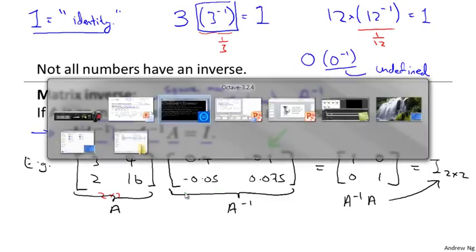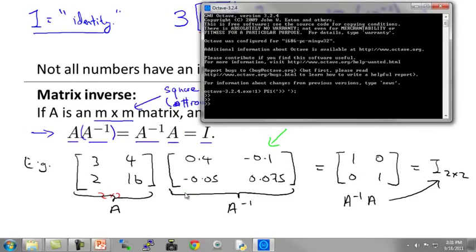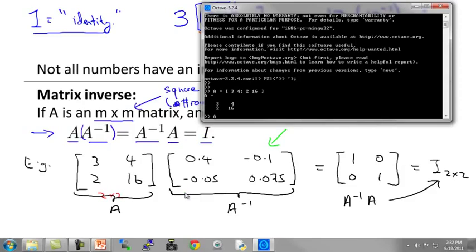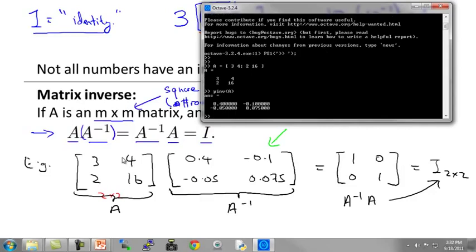What I did was I used software called Octave. So let me bring that up. We'll see a lot more about Octave later, but let me just quickly show you an example. I'm going to set my matrix A to be equal to that matrix on the left, so I'm going to type 3, 4, 2, 16. So that's my matrix A, the matrix 3, 4, 2, 16 that I have down here on the left. And the software lets me compute the inverse of A very easily. It's pinv of A equals this. And this matrix here, 0.4, minus 0.1, and so on, is giving me a numerical solution to what is the inverse of A.